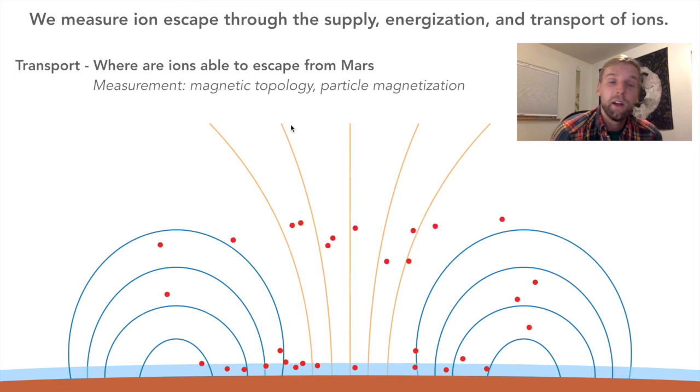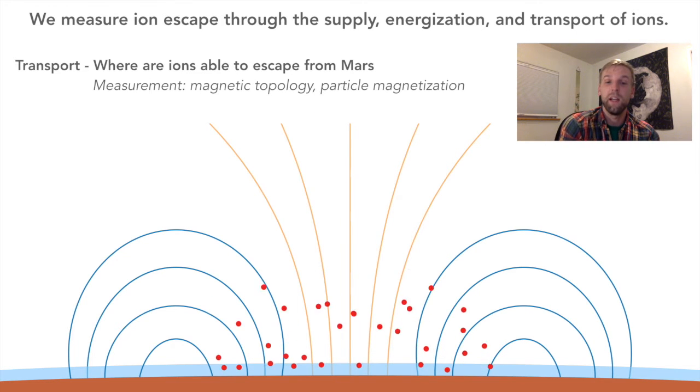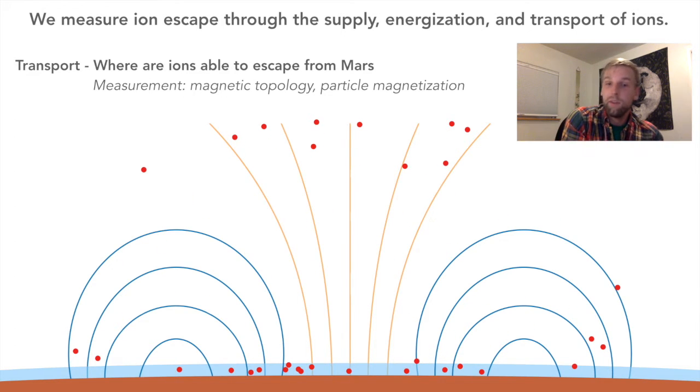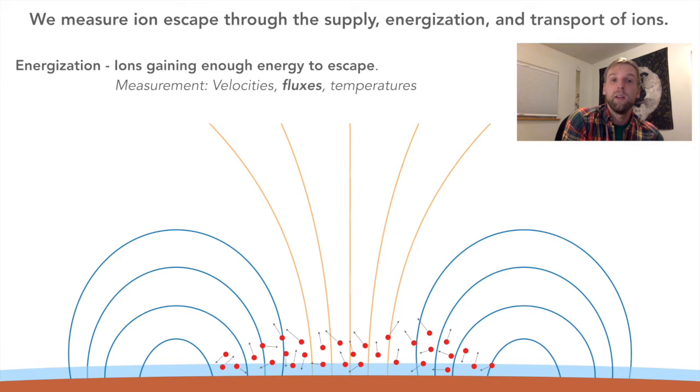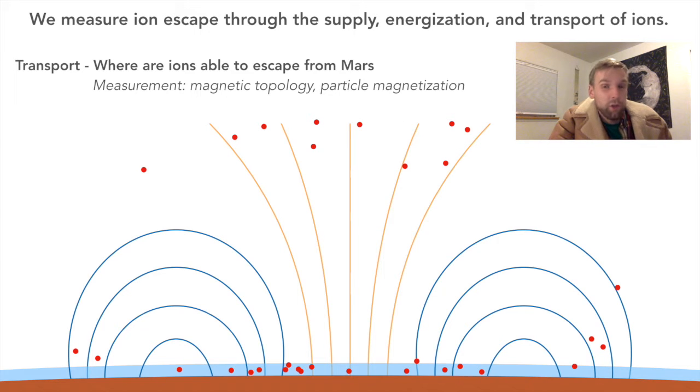Finally, once we know that there are ions there with escape energy, we need to ask where are the ions actually able to convert that escape energy into escaping from the planet. If you're an ion that's low down in the ionosphere, you might be colliding with other particles and not able to leave the planet. Or even if you make it up past the exobase, magnetic fields might prevent you from leaving due to their magnetic topology. So to study this, we're going to be looking at magnetic topology as well as particle magnetization.